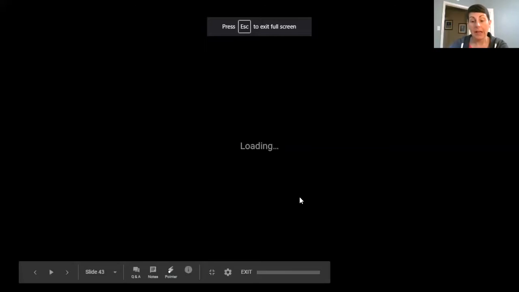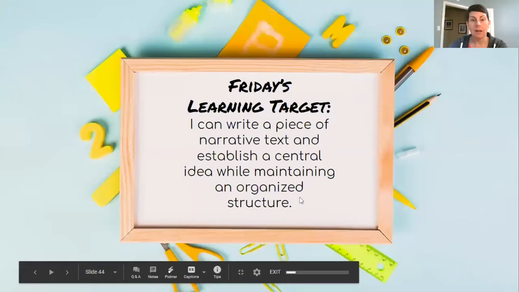So today's Friday. Today's the last day. Our learning target for the day is: I can write a piece of narrative text and establish a central idea while maintaining an organized structure.